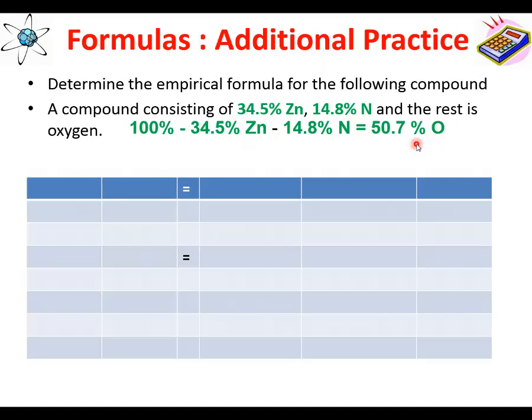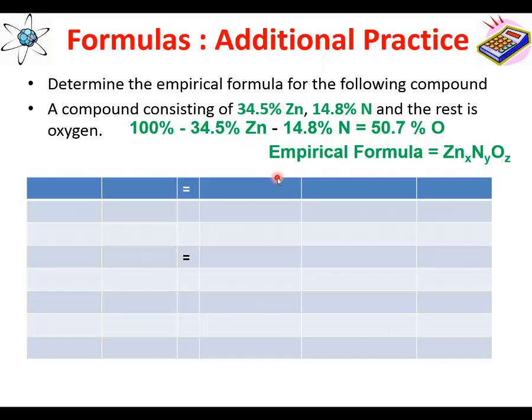So now that I have all of my mass percents, we can solve for our empirical formula. Now I have three variables to solve for here. So let's say it's x, y, and z. I would like to know how many zinc atoms in the formula, and how many nitrogens, and how many oxygens. So I'd like nice whole number integer values here for each of those.